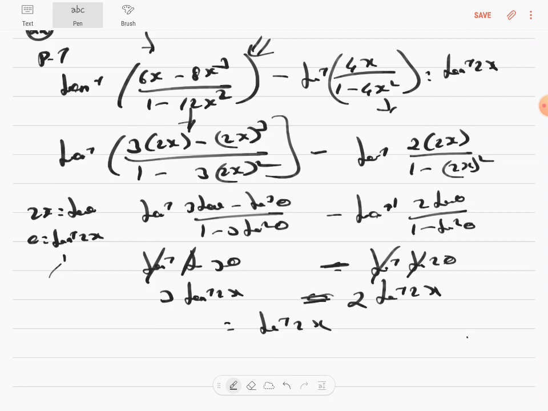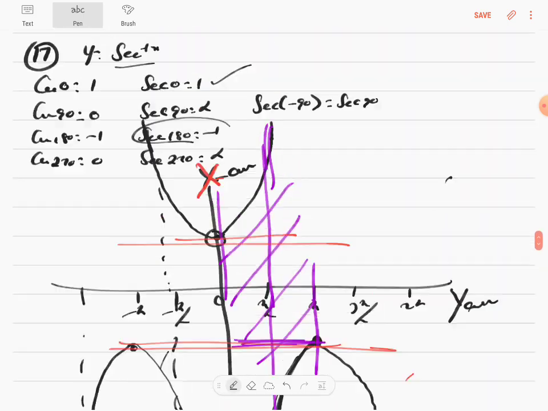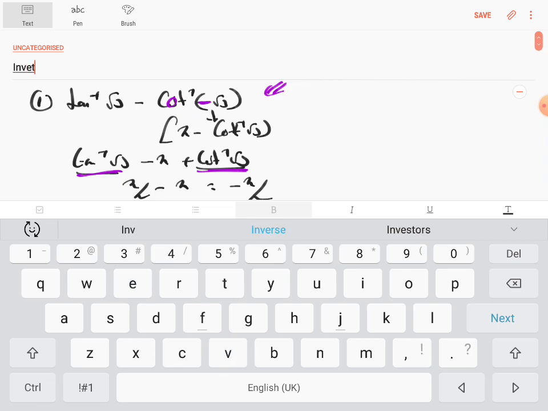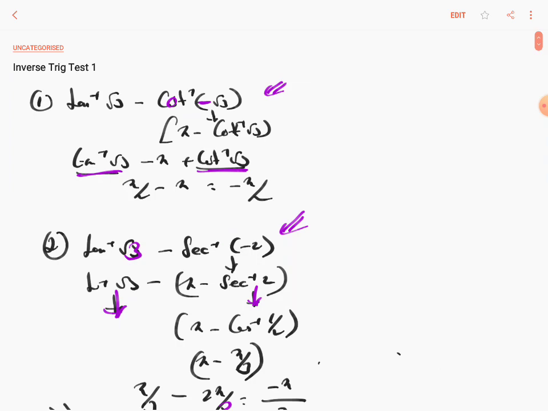Next, what can I give you? I think that should be sufficient. If you can do all these sums and master these, I'm sure that is sufficient. There are 22 sums which will be given as a test to you, and you should have answered these, and if you've not answered it, make sure that you learn all of those. So let me write it as inverse trigonometry test 1. I'll just save this and upload it.